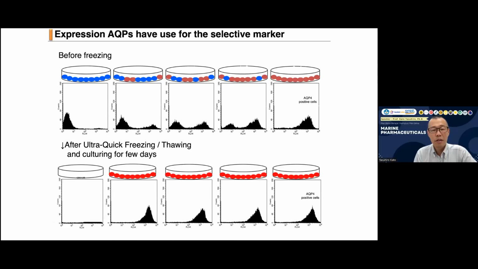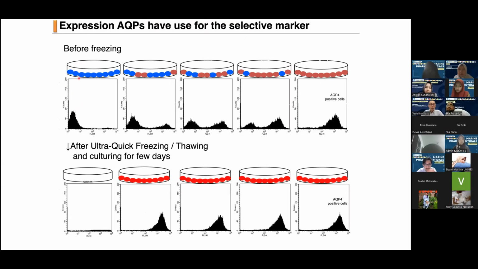So this can be used as a screening test for AQP4 expression cells. The blue one is a normal cell, and the red marker is the AQP4 expression cell. I prepared different ratios of AQP4 expression cells, and after ultra quick freezing in liquid nitrogen, thawing and culturing for a few days, I found only the AQP4 expression cells survived after quick freezing. So we can screen AQP4 cells by using quick freezing.